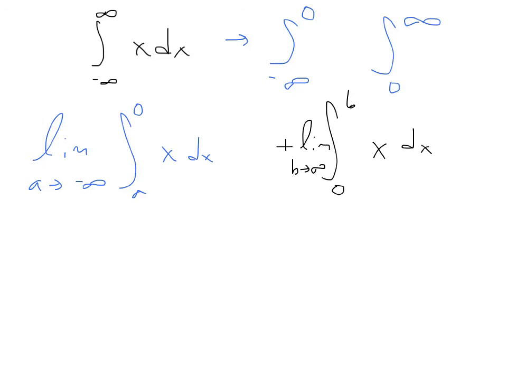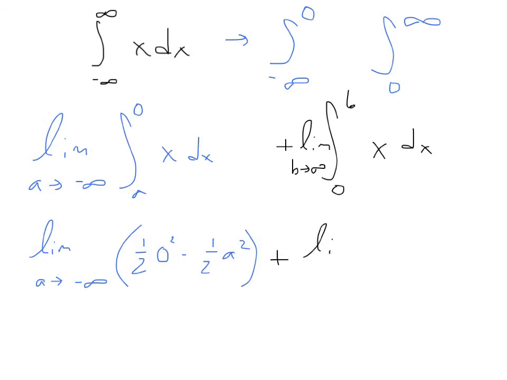The integral of x dx is really easy. It's just 1/2 x squared. So I have the limit as a approaches negative infinity of 1/2 x squared, so 0 squared, minus 1/2 a squared. So I've got that, plus, now on this other one, I've got the limit as b approaches infinity of 1/2 b squared minus 1/2 0 squared.